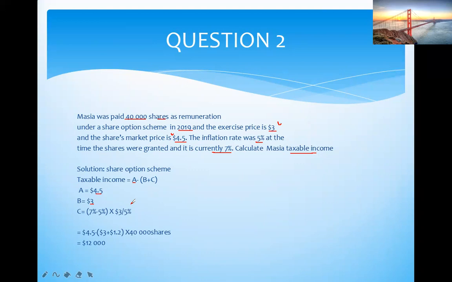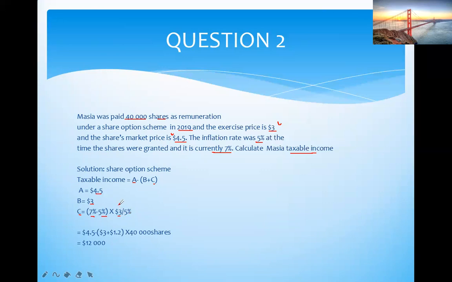We are going to calculate to determine the value of what? Of C. We are saying it's actually B plus C, but we need to determine the value of C. So we need to compute C. We said we use the CPI, the consumer price index: the current CPI is 7%, and the CPI at the time the excess price was set was 5%. Then we also need to know the excess price. We multiply this by the excess price.